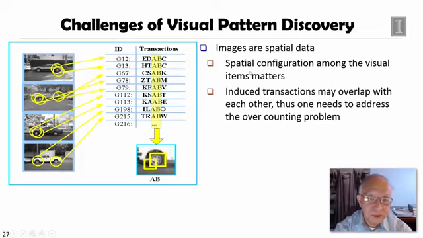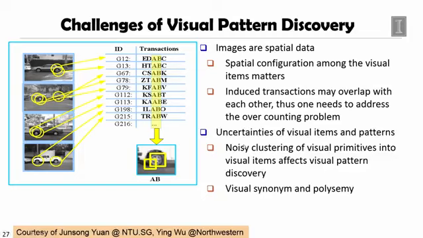The interesting thing is that images are spatial data, so spatial configuration does matter. Because sometimes those transactions are spatially very close, they may overlap each other, and then they may have an overcounting problem. For example, in this image there is actually only one such AB pattern. But since they are clustered together based on your features, you get 2 transactions, and you actually count AB twice in this picture. So there's an overcounting problem.